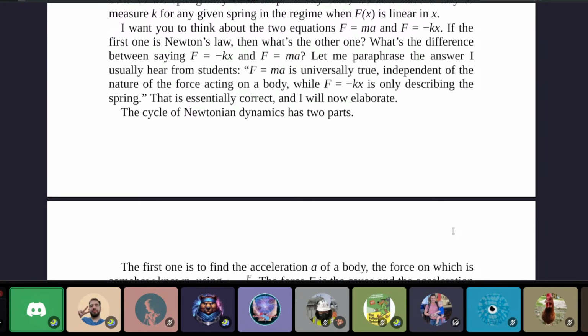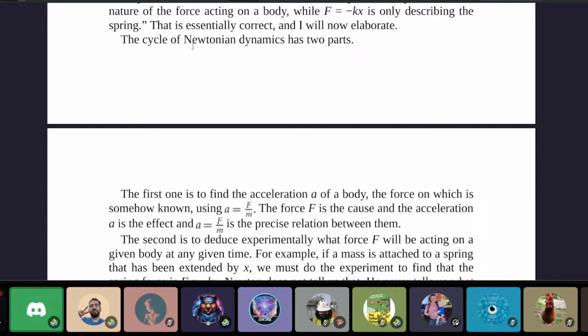I want you to think about the two equations f equals ma and f equals negative kx. If the first one is Newton's law, then what's the other one? What's the difference between saying f equals negative kx and f equals ma? Let me paraphrase the answer I usually hear from students. F equals ma is universally true, independent of the nature of the force acting on a body, while f equals negative kx is only describing the spring. Essentially correct, and I will now elaborate.